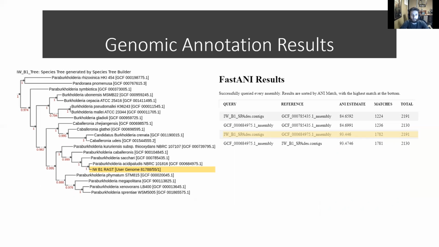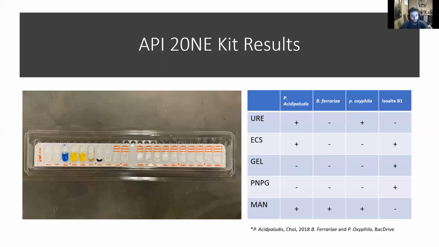This test is a good indicator of if the bacteria is novel. The threshold for this test is an ANI estimate of 95% or less. The ANI estimate for my isolate was 93%, inferring that the bacteria is novel. Now, from the API NE kit, the table is shown on the right.